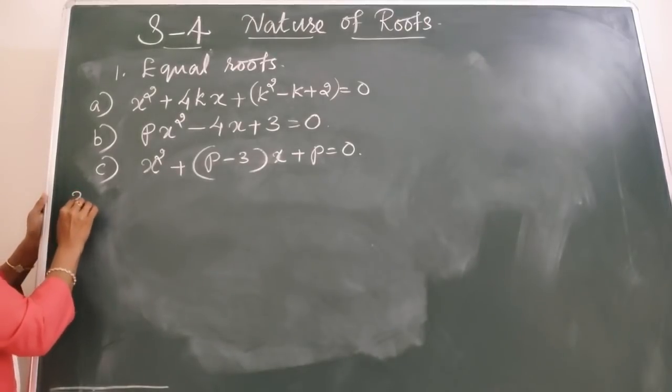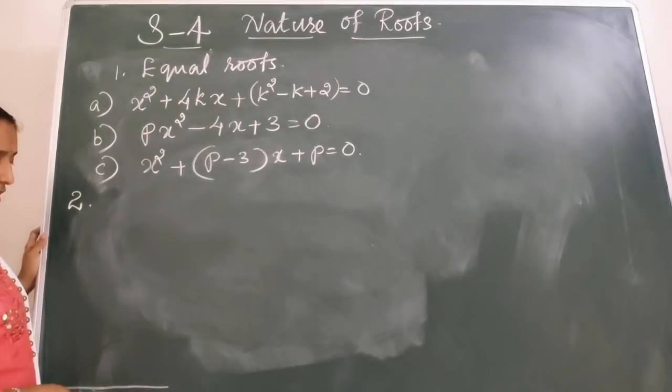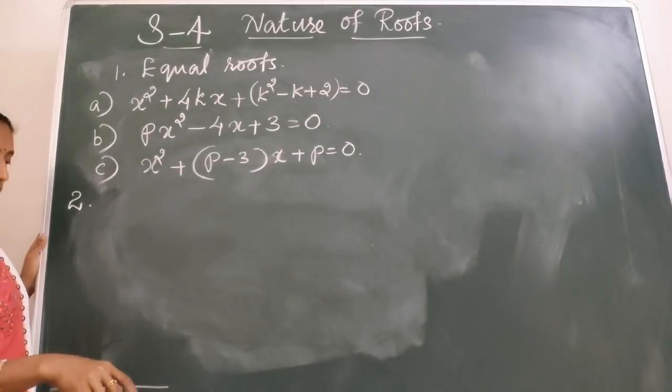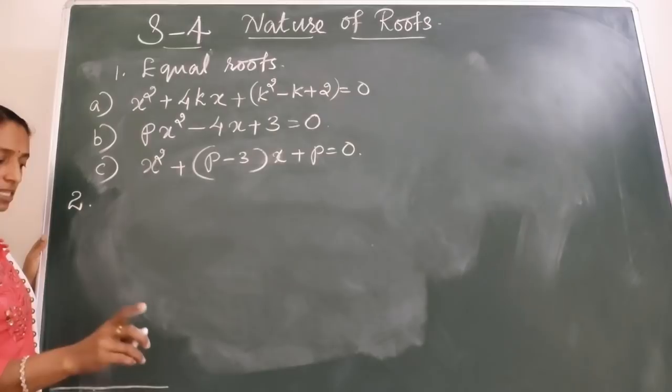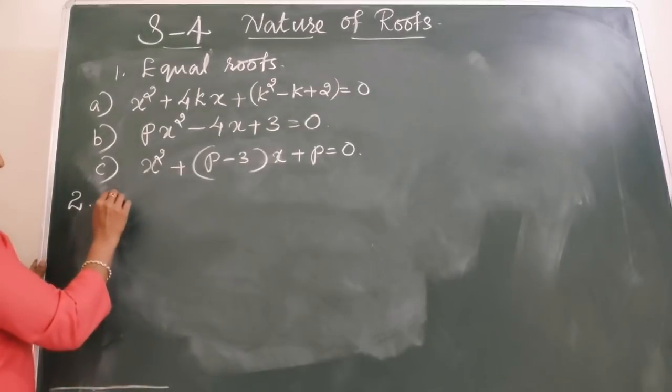And the second question: find the value of k for which the equation has two distinct real roots. The equation has two distinct real roots.